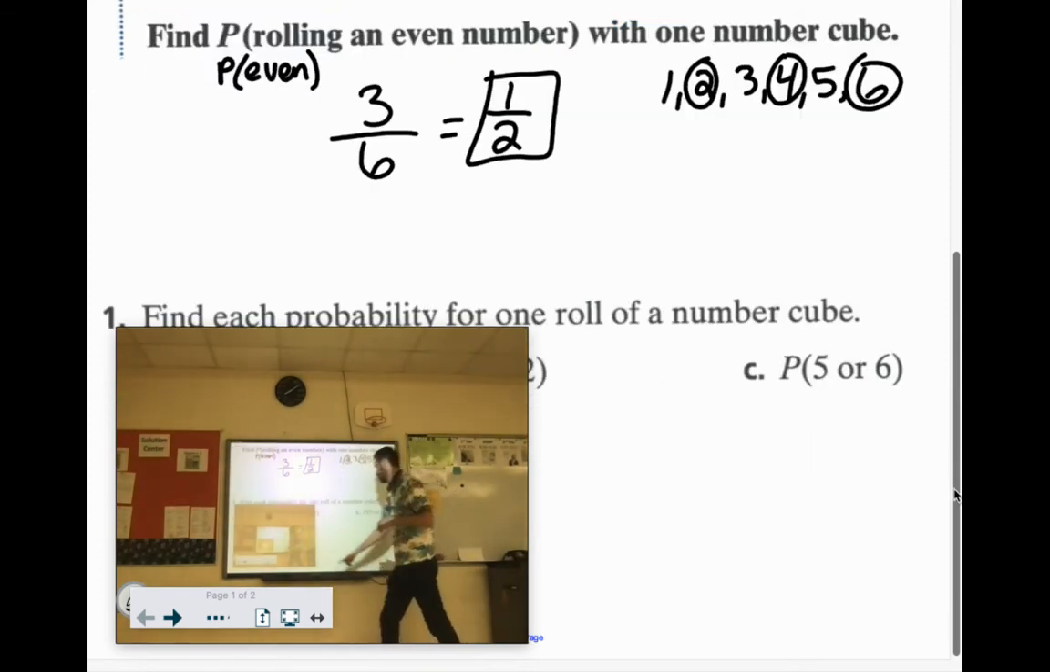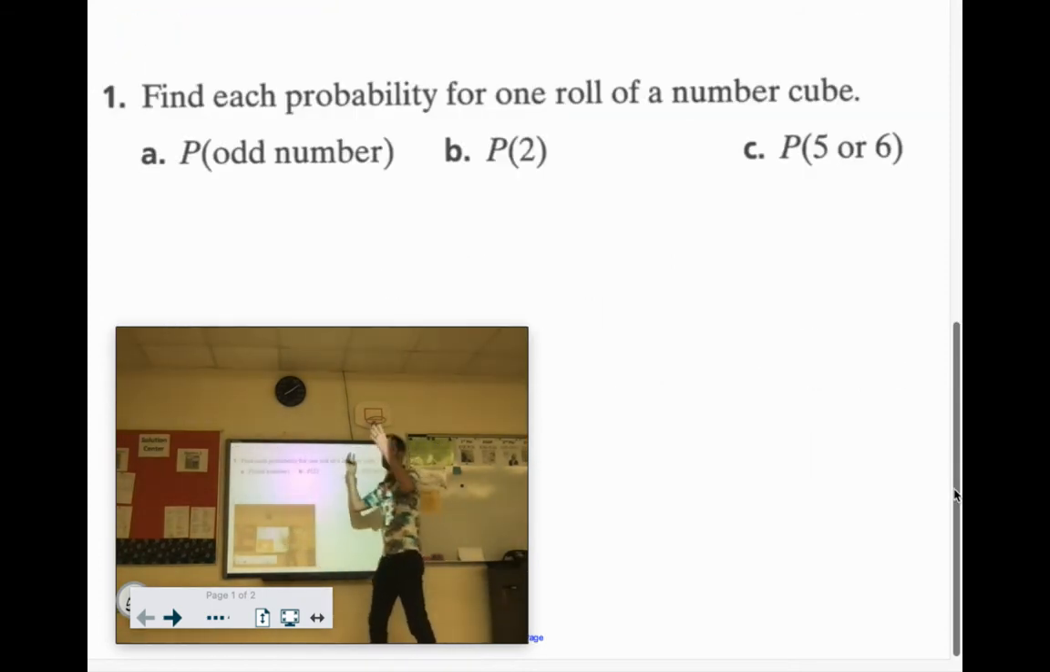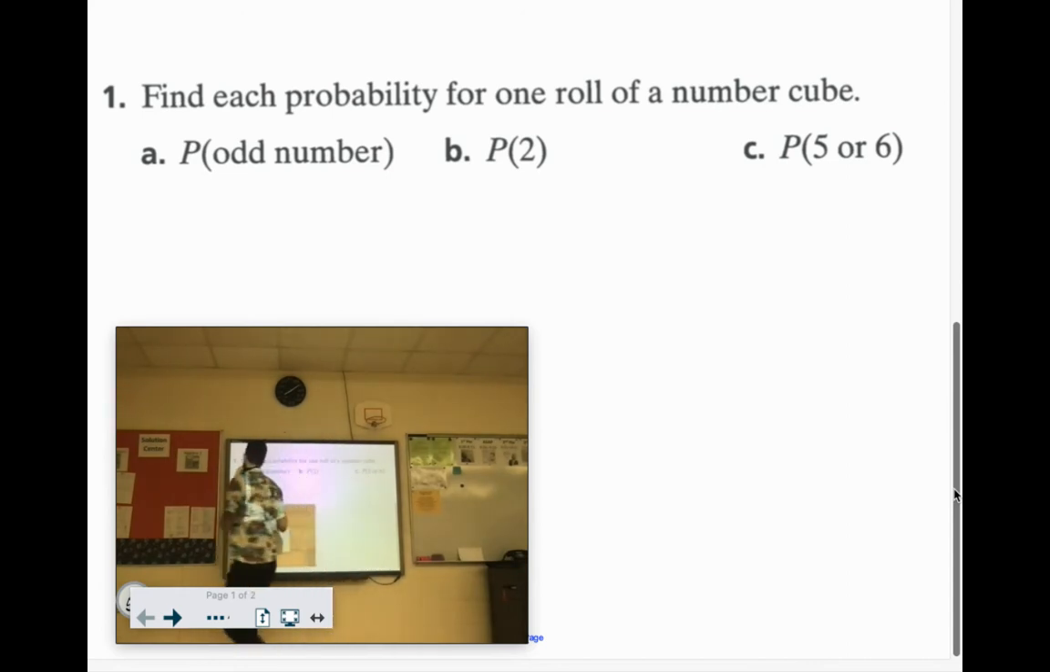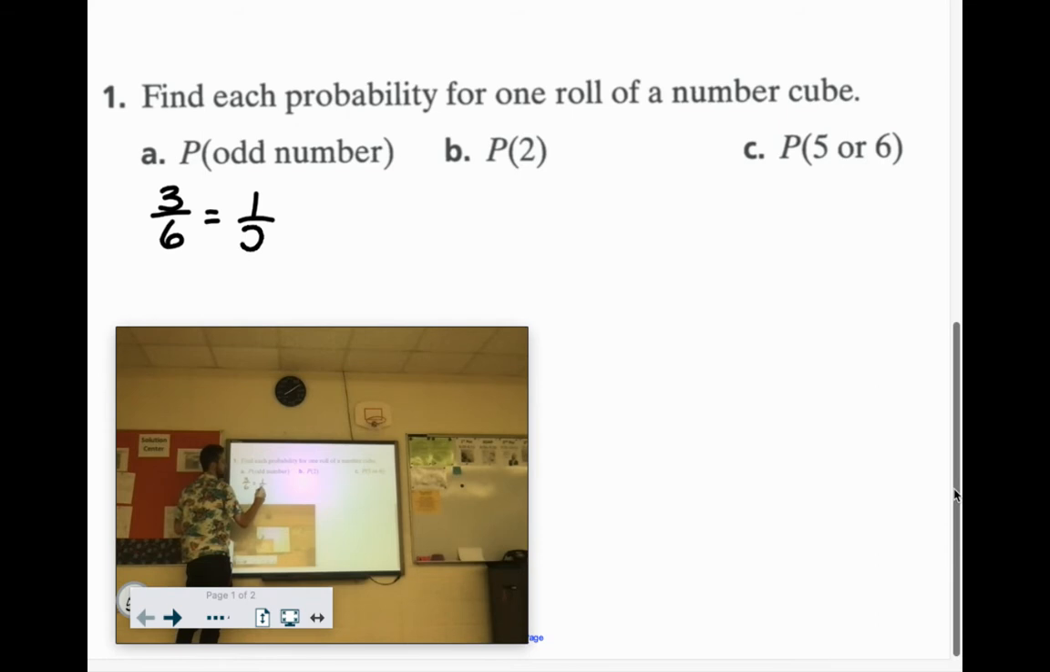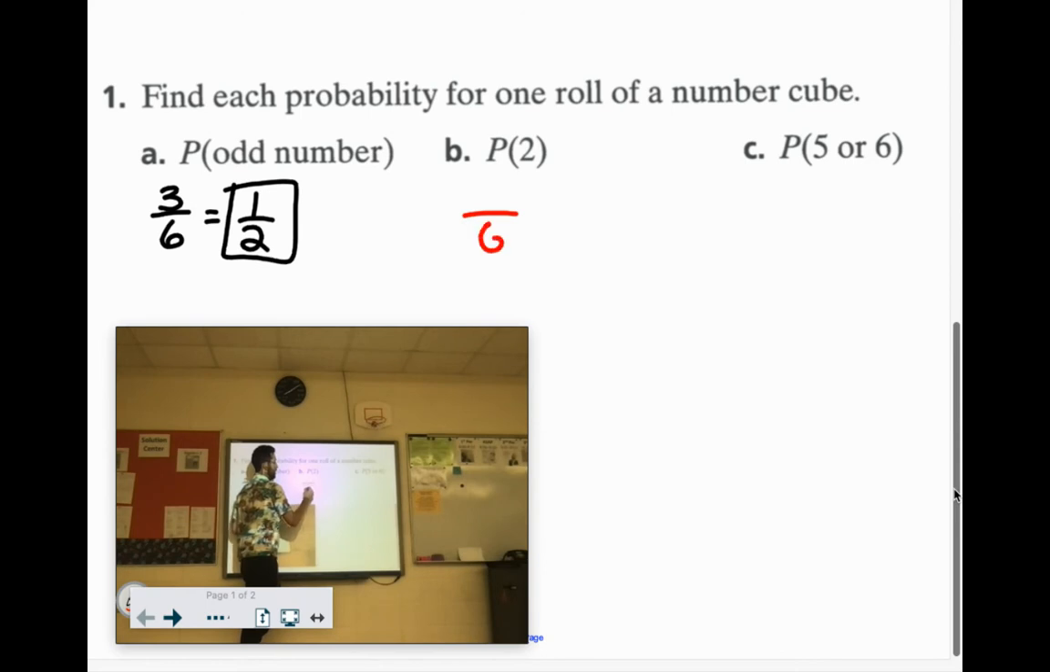Let's try a few more here. So the probability is going to be odd. 3 of the 6 are odd numbers, which would again reduce to 1/2. The probability that I'm going to roll a 2. Now, of the 6 sides, how many of them are a 2? Just 1. So you have a 1 out of 6 chance of rolling a 2.